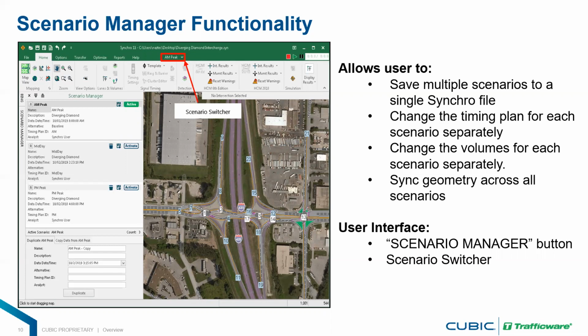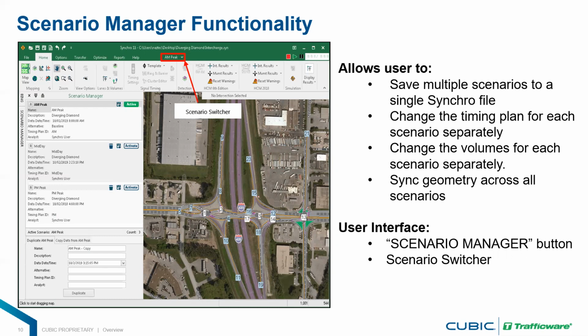With the previous version of Synchro, you needed to have completely separate files. This is for AM peak, this is for PM peak. Although you have the same network, the change is only the timing and volume, right? With Scenario Manager in Synchro 11, it will mitigate that issue. You will have the same network with different timing and volume.